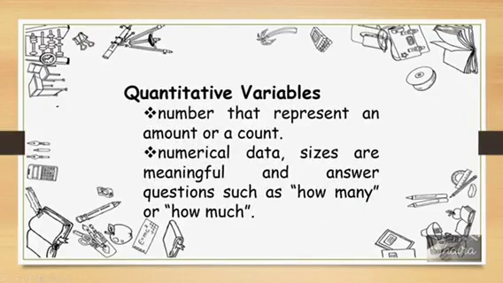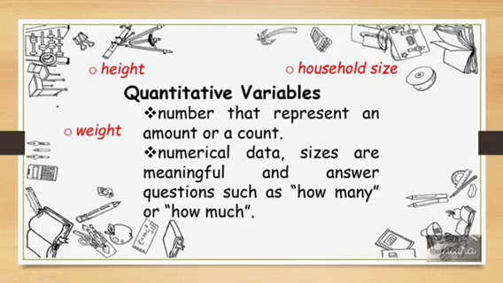While the quantitative variable is a number that represents an amount or a count. It is also numerical data. Sizes are meaningful and answer questions such as how many or how much. For example, height, weight, household size, and number of cars, and many more.